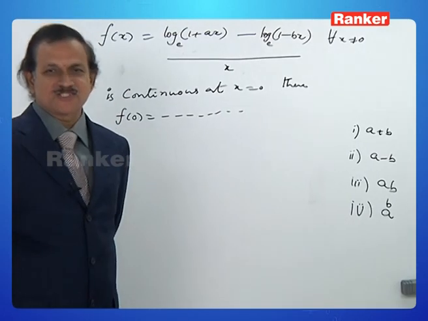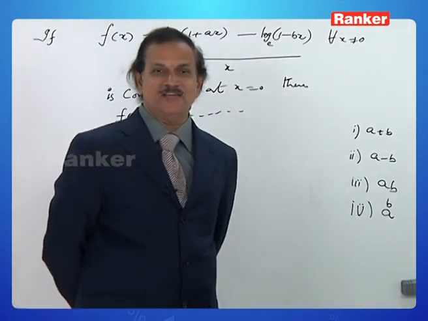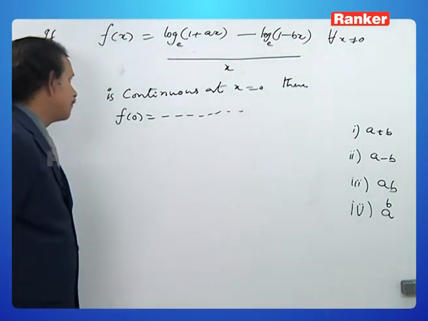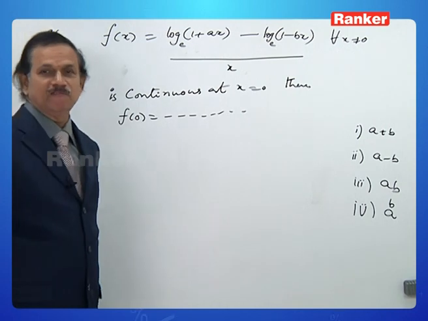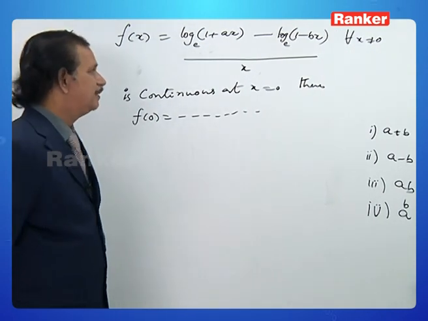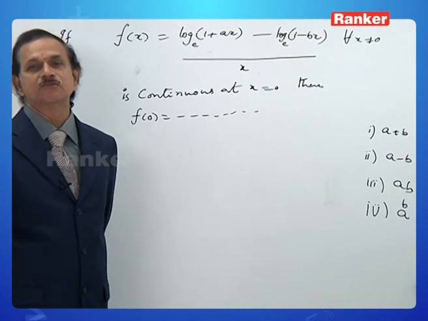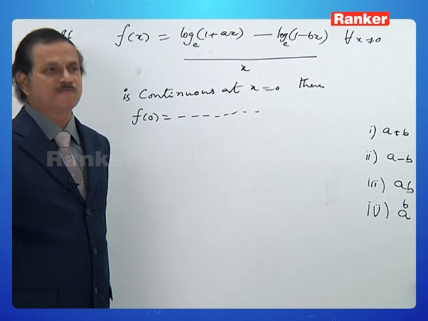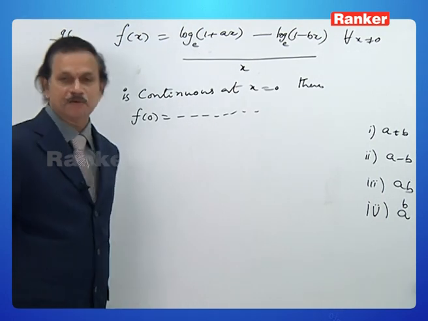This is a famous question. At the same time, it is one of the easiest questions also to look at. Observe the function. F of x is equal to log of 1 plus ax to the base c minus log of 1 minus bx to the base c, by x, for all x not equal to 0. As in the previous case, we are supposed to define f of 0 here also. What is f of 0?